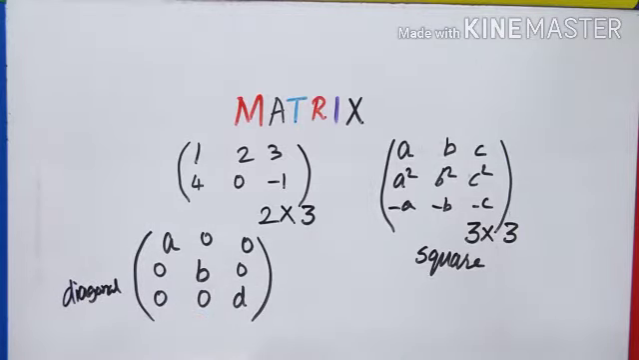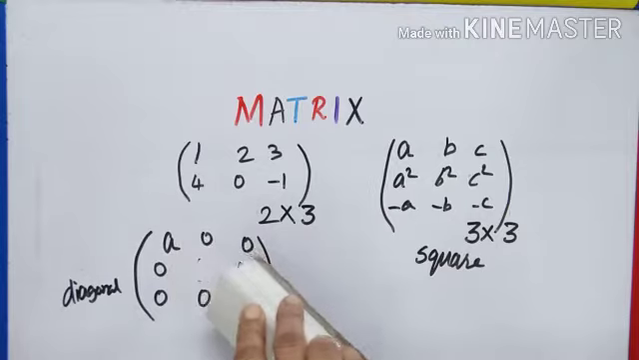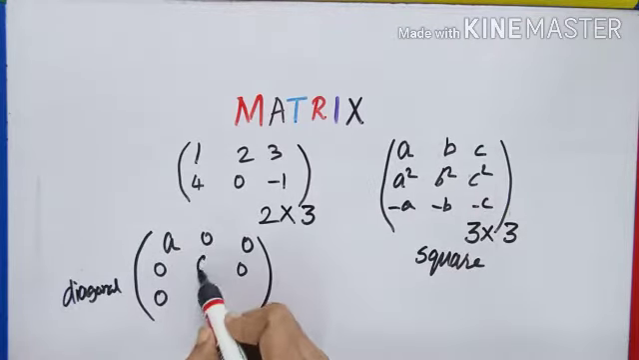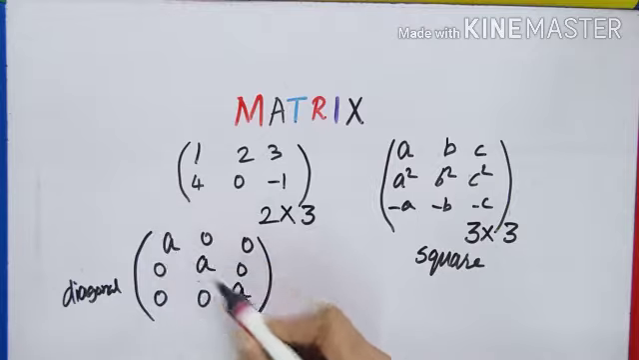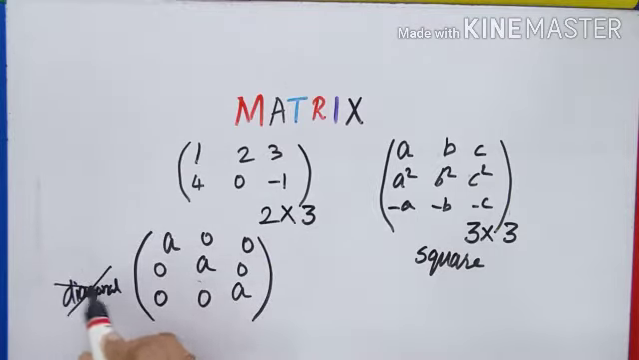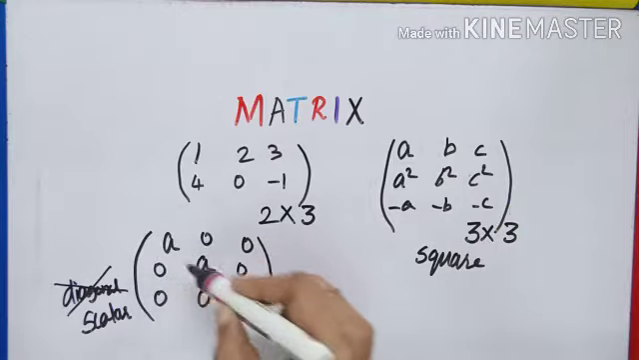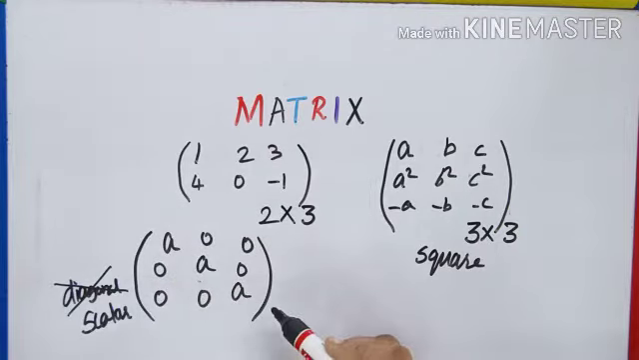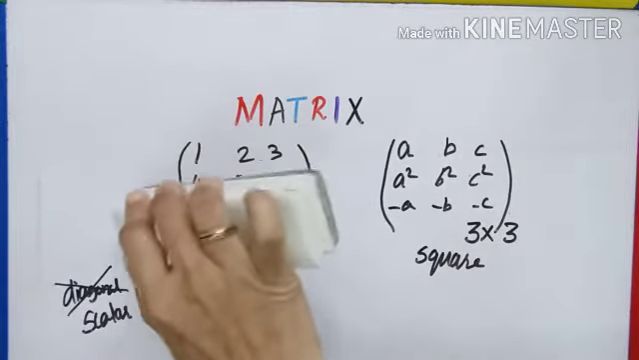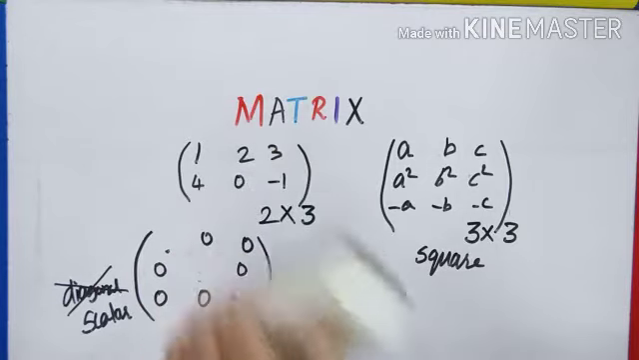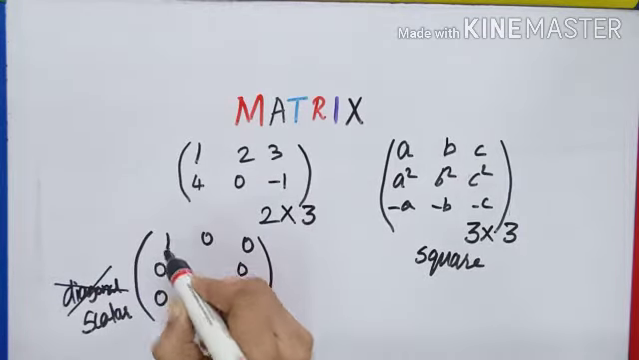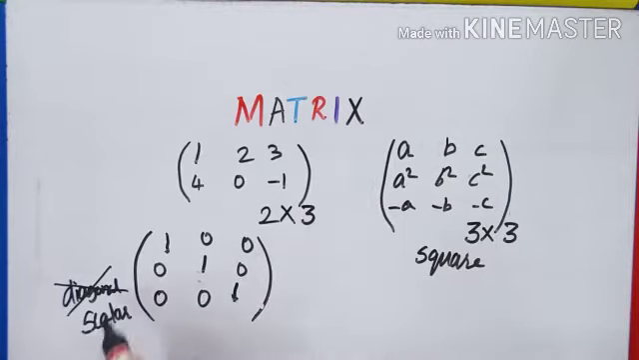The next idea: suppose all are equal. I have A, all the 3 elements are equal. The diagonal matrix is becoming scalar. The word scalar means a constant. So diagonally, the same elements come. I call it a scalar matrix. Suppose instead of A, B or C, I have 1 in the diagonal. I call it a unit matrix.